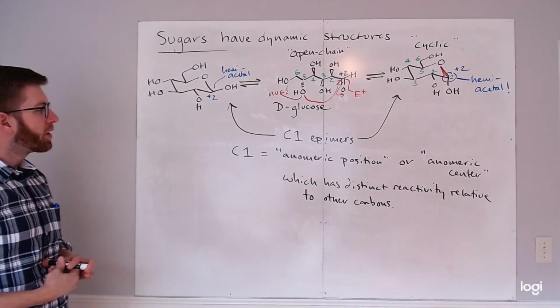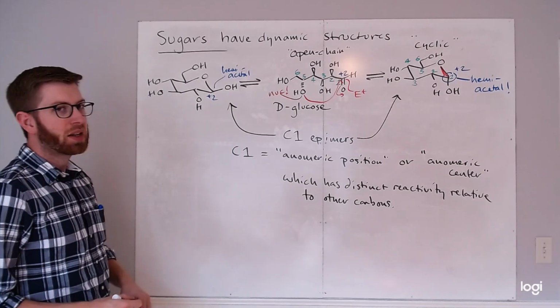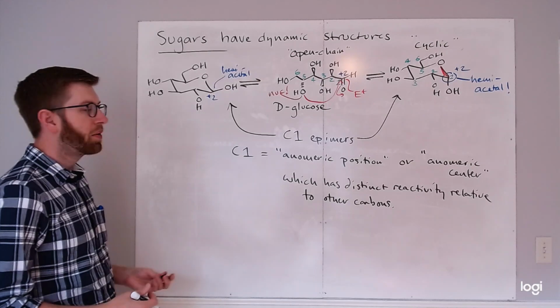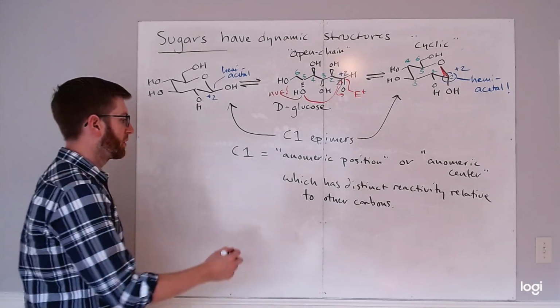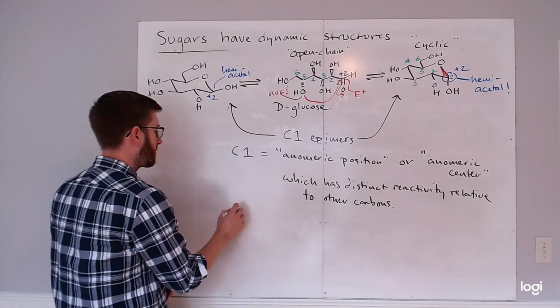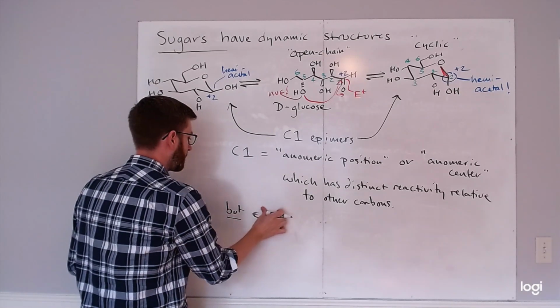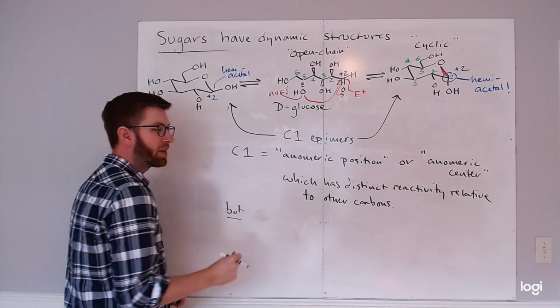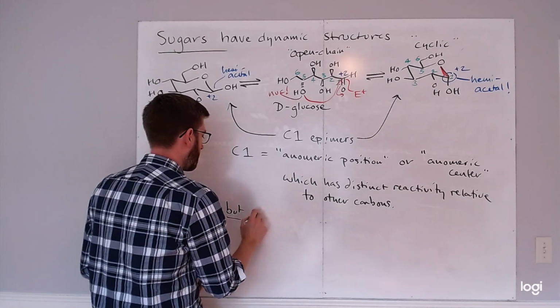Okay, so we've introduced this new concept of the anomeric position, and the last thing that I want to do then is to illustrate how important this is. We actually don't even call these compounds epimers. We call them anomers. So we can say that structures that differ only at the anomeric position are anomers rather than epimers.